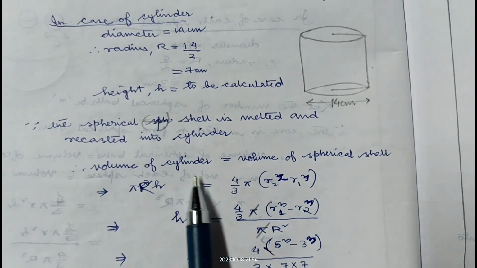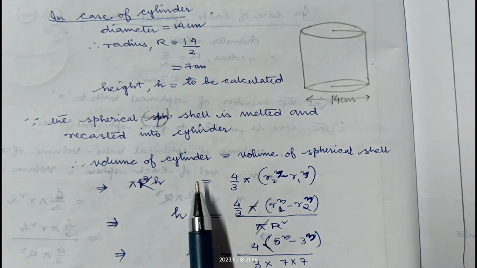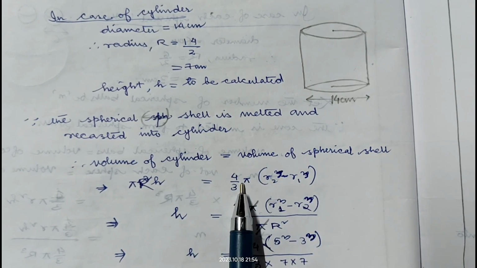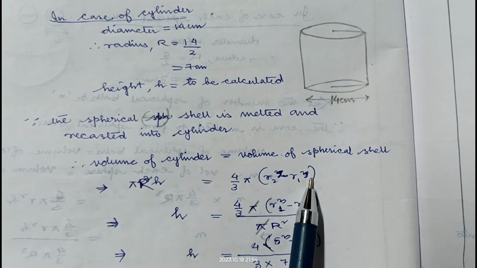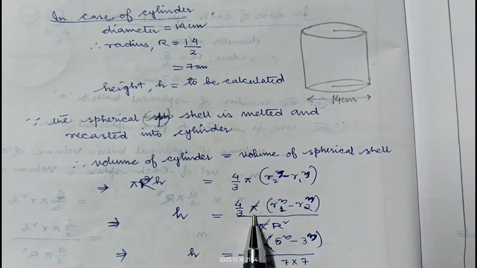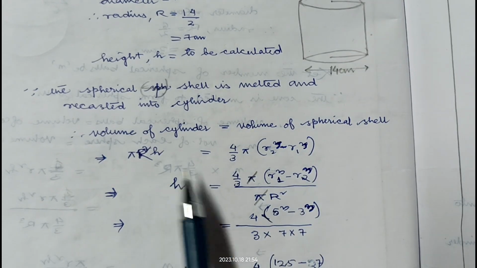Now since the spherical shell is melted and recasted into cylinder, so volume of cylinder must be equal to volume of shell. In case of cylinder, formula is pi r square h. This is the volume of a cylinder equal to volume of shell. So it will be external volume minus internal volume. So it will be 4 by 3 pi r1 cube minus r2 cube. So h equals 4 by 3 pi (r1 cube minus r2 cube) divided by pi R square.